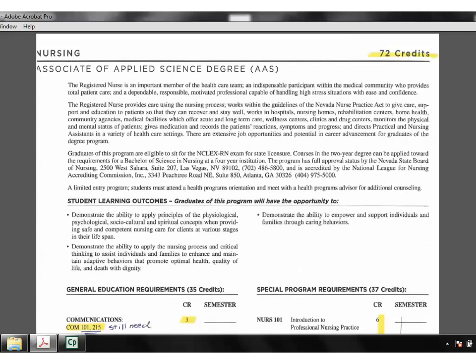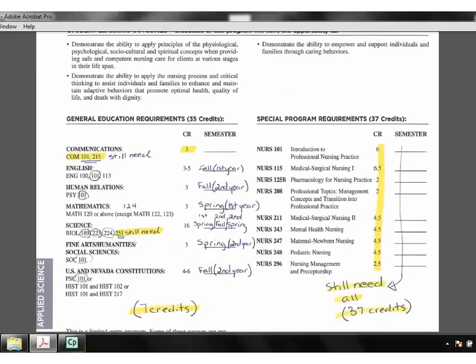Here is the associate's degree that this student would look at actually achieving with nursing. As you can see, it is a little different than the philosophy major. This is the nursing associate's degree at CSN. It's the Associate of Applied Science degree, or AAS. It also is 72 credits versus the 60 credits for the philosophy major. Let's take a closer look. Here are all the requirements for this degree.